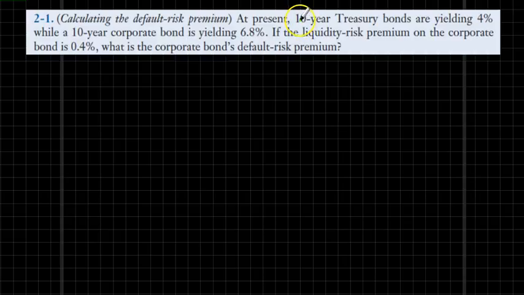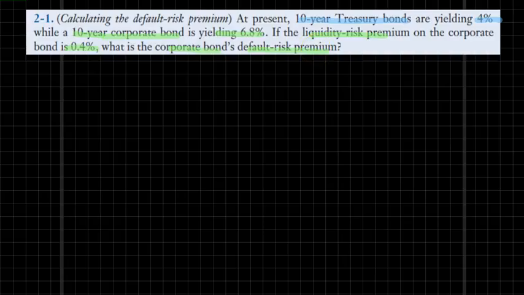So we are told that the 10-year treasury bond is currently yielding a 4% nominal interest rate. At the same time, we also have some information about a 10-year corporate bond which has a nominal interest rate of 6.8%. It is also given that the liquidity risk premium for that corporate bond is 0.4%. Given these facts, the question is asking for the corporate bond's default risk premium.